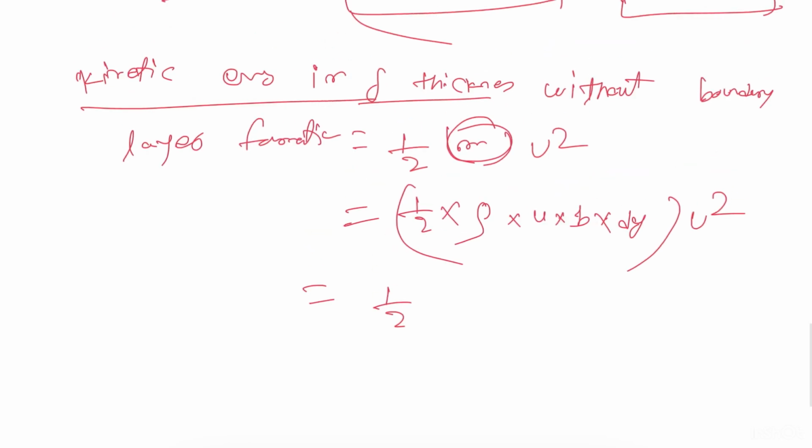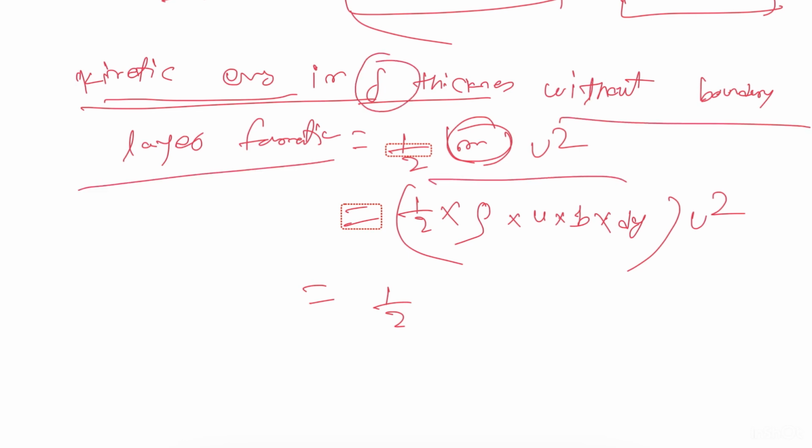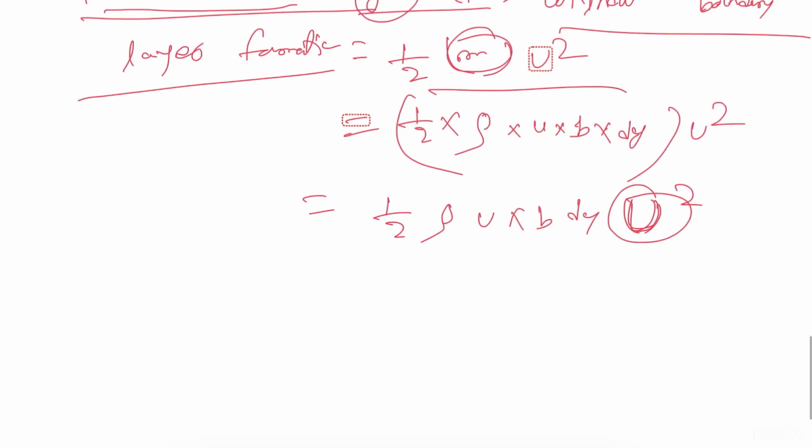Now, the kinetic energy in the boundary layer when we consider no boundary layer formation will be half rho U b dy U square. Capital letter U is the free stream velocity. This is the velocity of fluid inside the boundary. This is a small u.